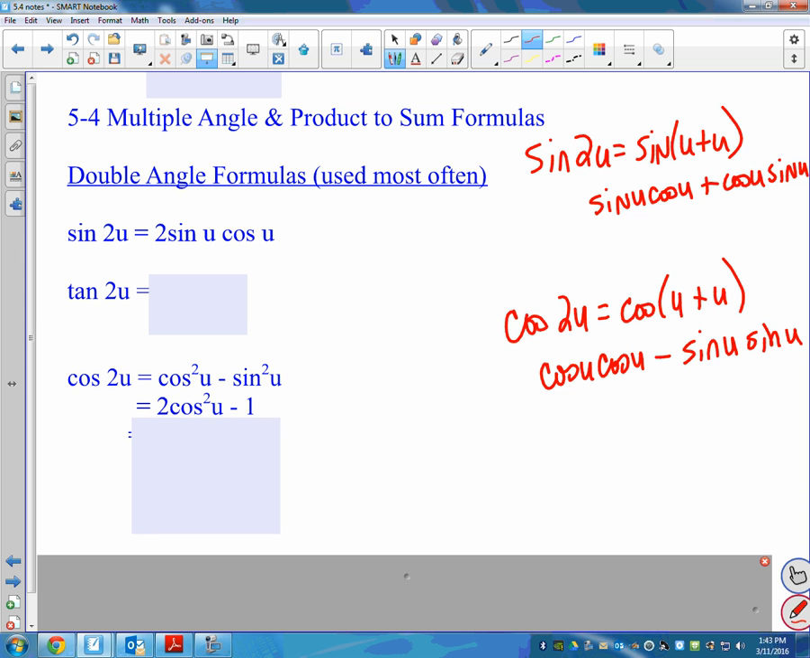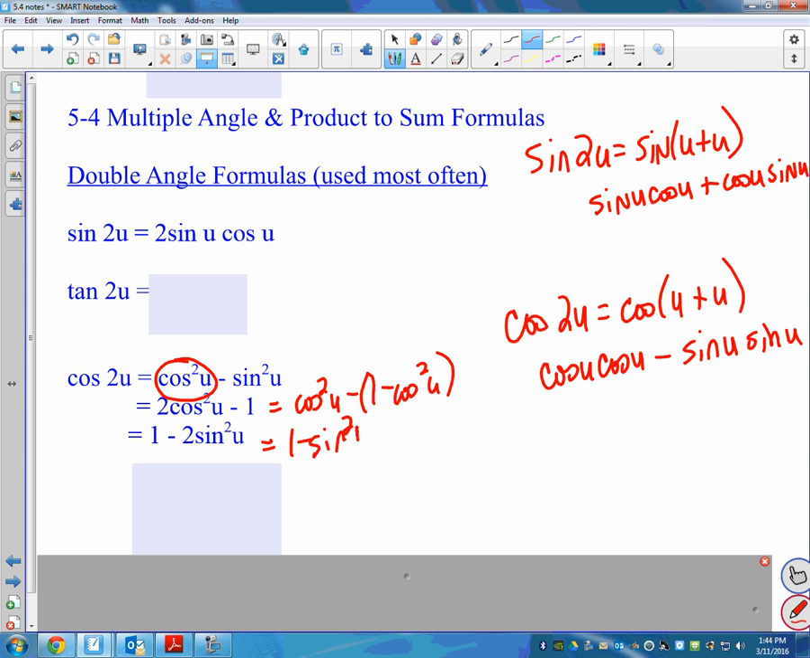So this one is because if you replace sine squared with 1 minus cosine squared, you would get cosine squared minus 1 minus cosine squared. So the negative and a negative would make that a 2 cosine squared, and then you'd have a minus 1. So that's just using the Pythagorean identity. And then the same thing to get 1 minus 2 sine squared just comes from replacing cosine squared with 1 minus sine squared, and you end up with 1 minus 2 sine squared.